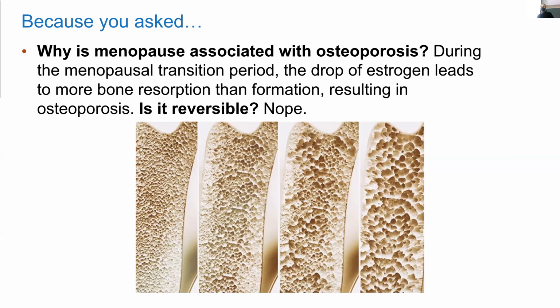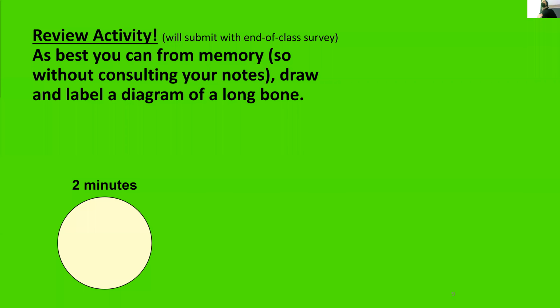All right, go ahead, grab your notebooks, grab a piece of paper. Here's a review activity, as best as you can from memory. Don't look at your notes, you have 2 minutes. I want you to draw a long bone and label as many parts on it as you can. No peeking, just on your own as best you can. Those of you watching the video later, I'll just leave the timer on so you can give yourself 2 minutes as well.